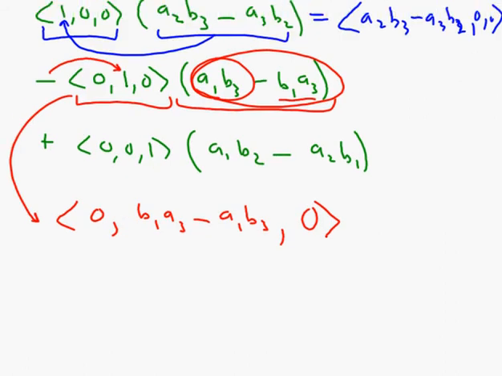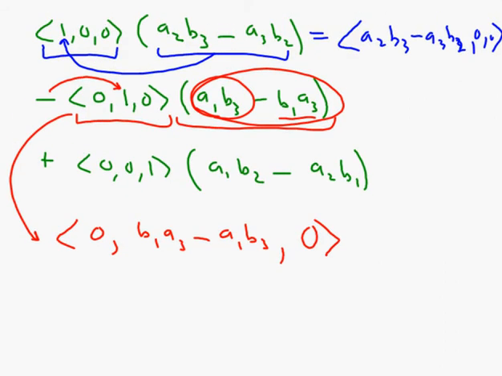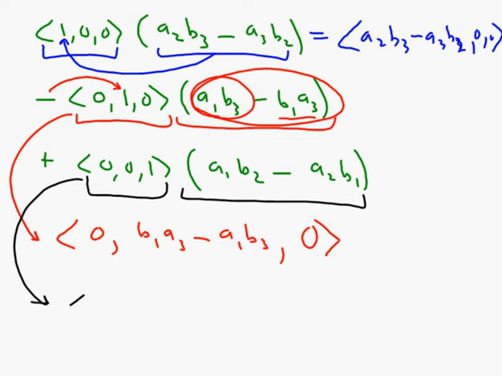And then lastly, we will take this vector times this scalar, and that's going to give us a vector 0, 0. And then 1 times this scalar is just that scalar.